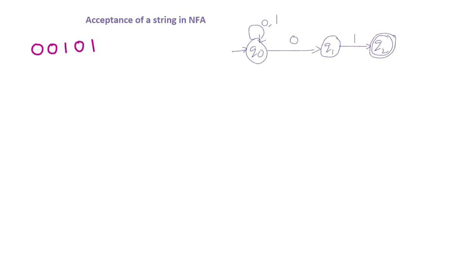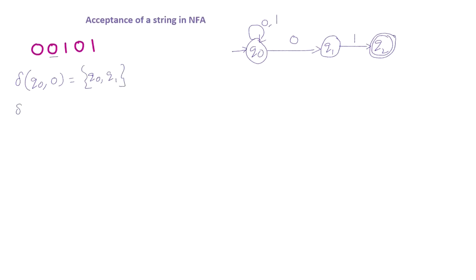Check the acceptance with an extended transition function. Starting with the initial state, that is Q0, and the first symbol to be read is 0. Q0 on 0, it is moving to the two states, that is Q0 and Q1. And the next symbol to be read is 0.